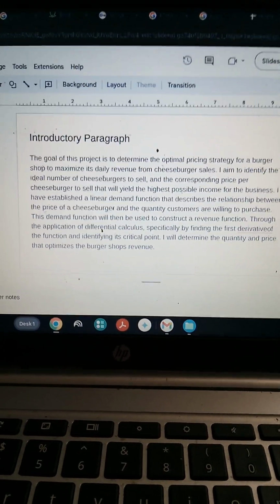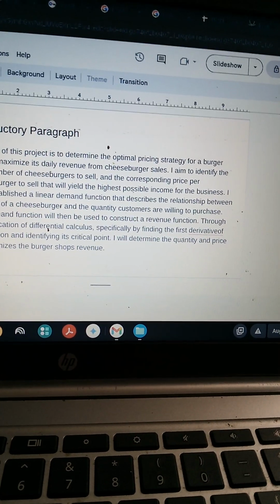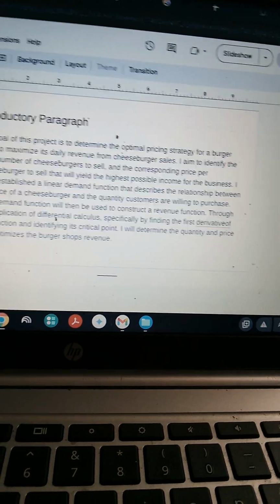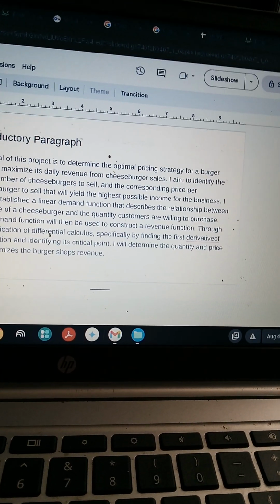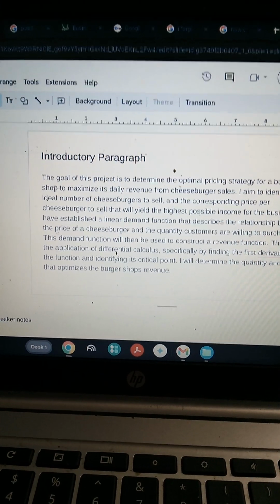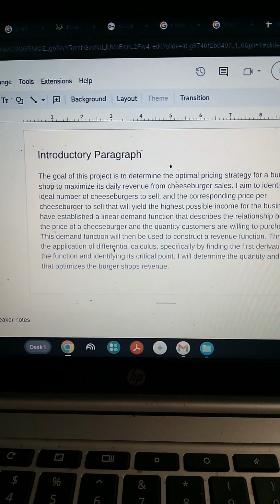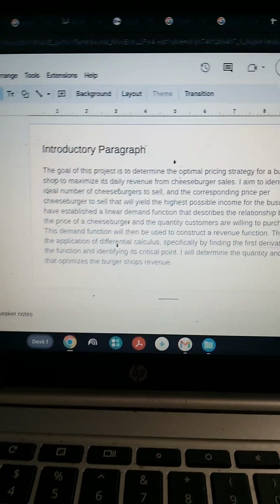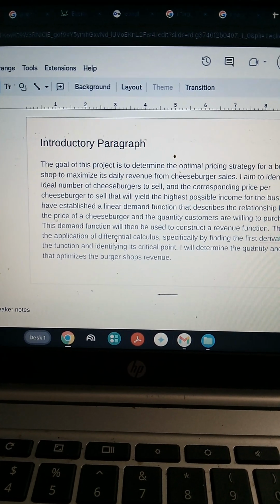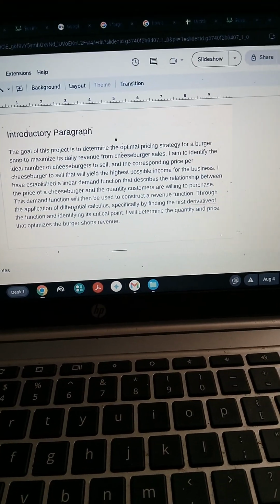In this project, I have established a linear demand function that describes the relationship between the price of a cheeseburger and the quantity customers are willing to purchase. The demand function that I did will then be used to construct a revenue function through the application of differential calculus, which we've been learning in class, specifically by finding the first derivative of the function and identifying its critical point. I will determine the quantity and price that optimizes the burger shop's revenue. So this project is to optimize the maximum revenue for a burger shack.